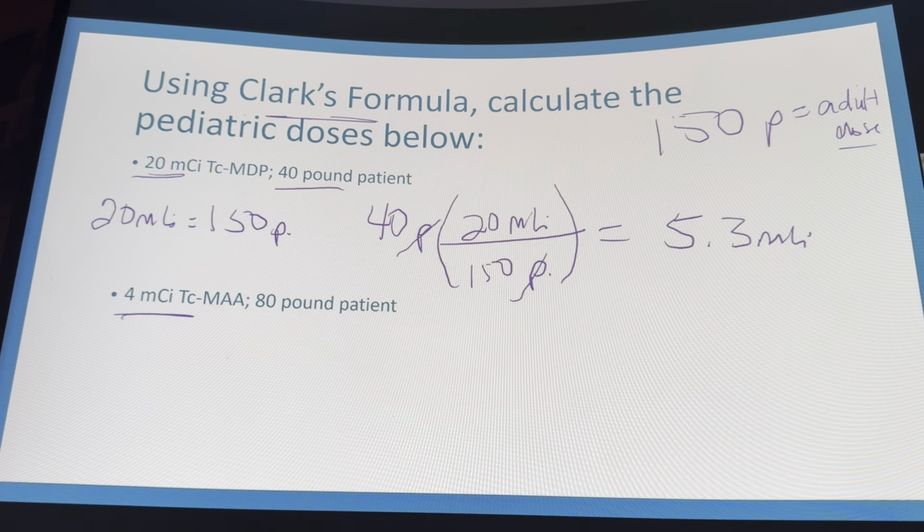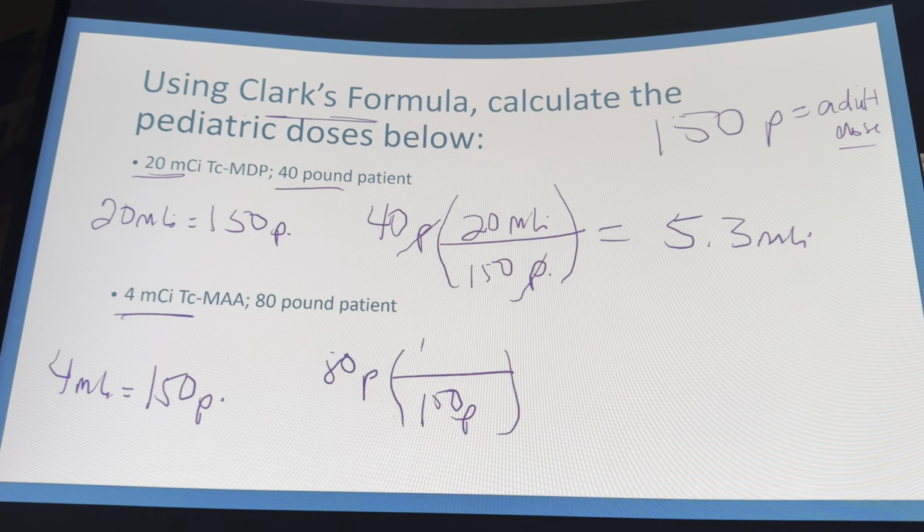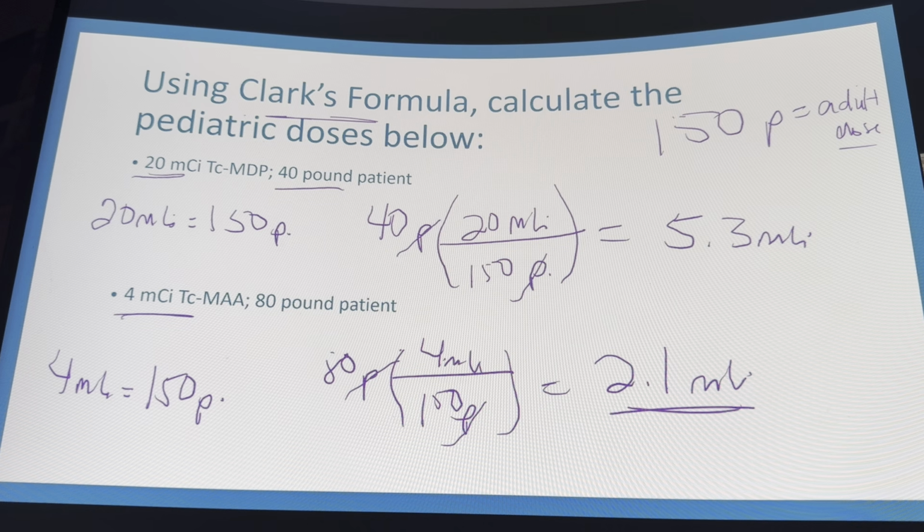We can do the same thing here. 4 millicuries is the adult dose. That means 4 millicuries equals 150 pounds. 80-pound patient. Put my 150 pounds on the bottom, 4 millicuries on the top. Pounds cancel. 80 times 4 divided by 150. 2.1 millicurie is my answer.